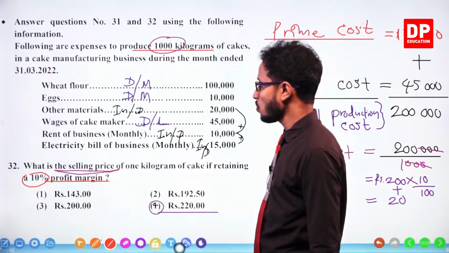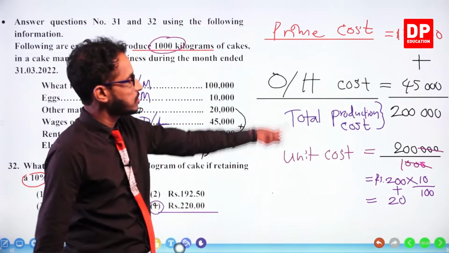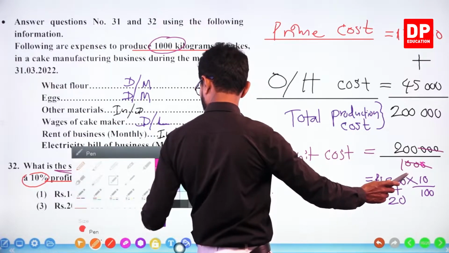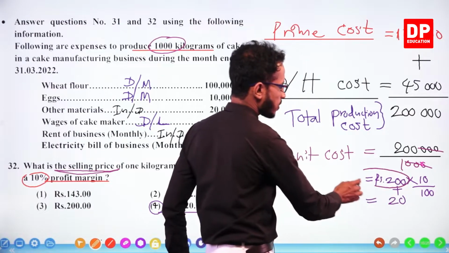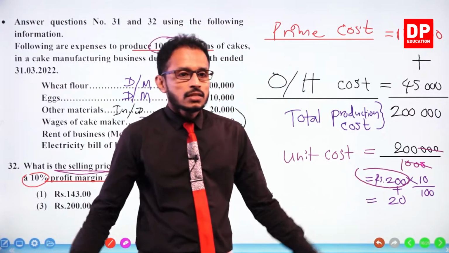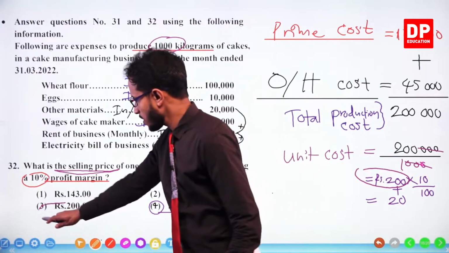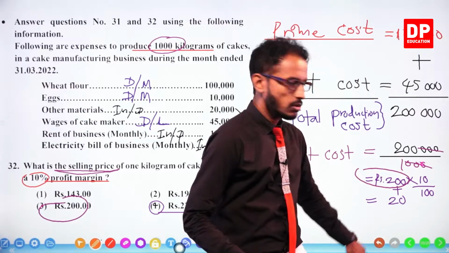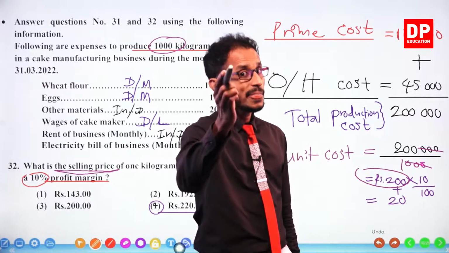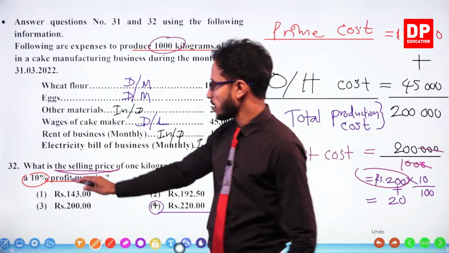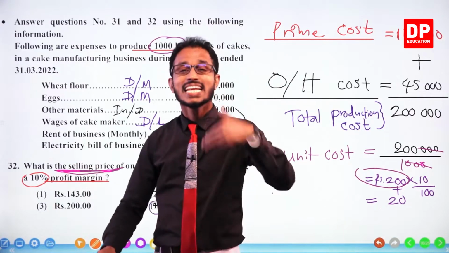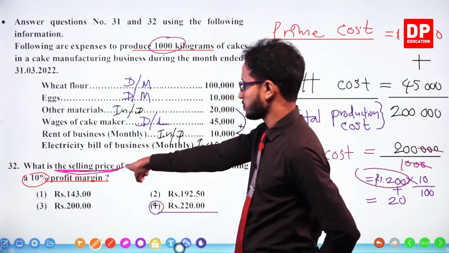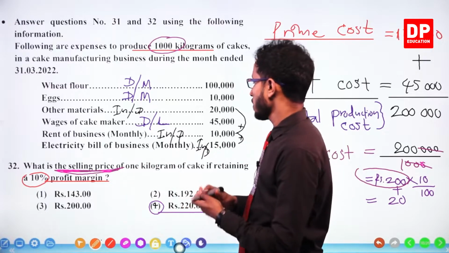Some children just go on doing the calculations and they get this answer, the 200, the unit cost. They see the 200 here and they underline that. Wrong. That is how you go wrong. Pay attention to the question again and again. Read the question. Always have an eye on the question. Next.